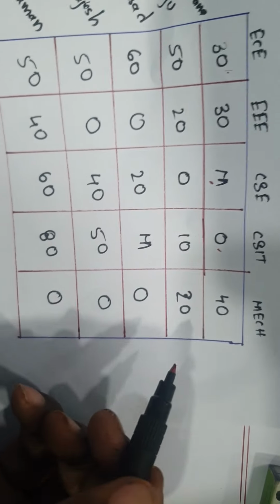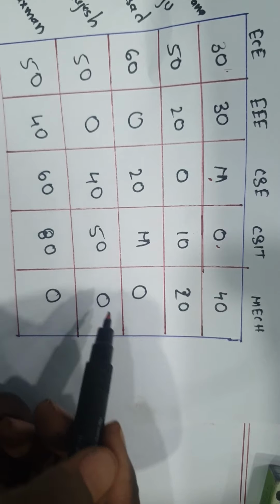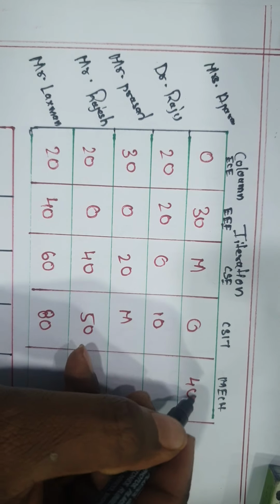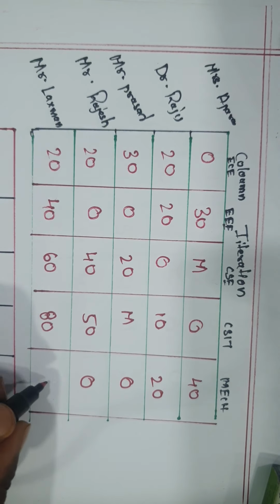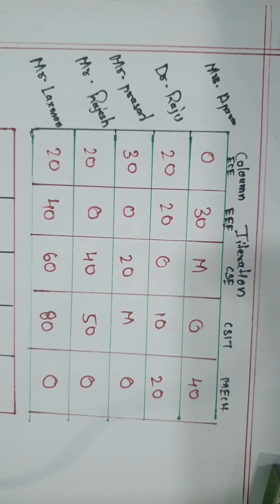After that mechanical. In mechanical also you are finding 0. So write down here 40. Next one is the 20. Next one is the 0. Next one is the 0. And next one is the 0. So like this you got.